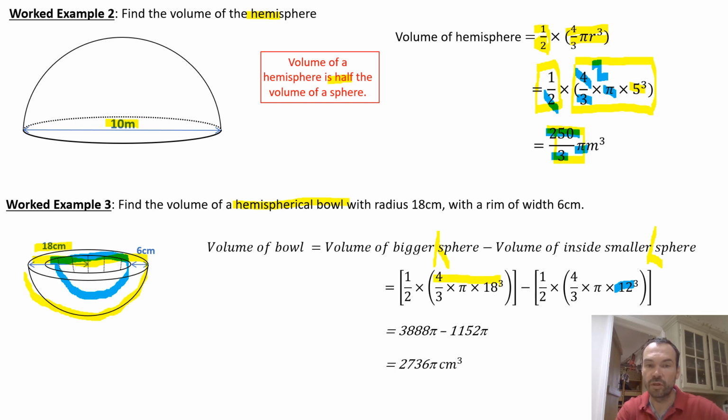So the original sphere halved, the removed sphere halved gives that. By all means type that into your calculator, and for some of these questions you'll then be working out 2736 times pi to get the answer. So those are some worked examples.